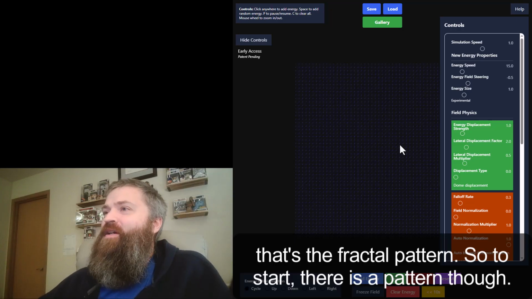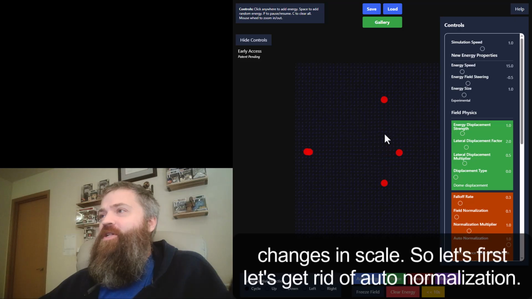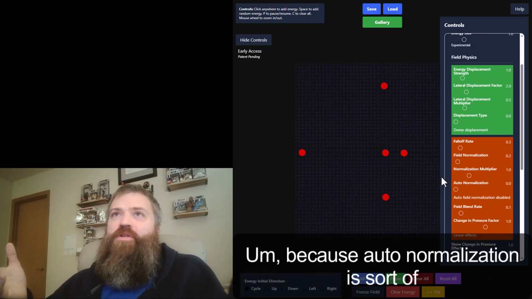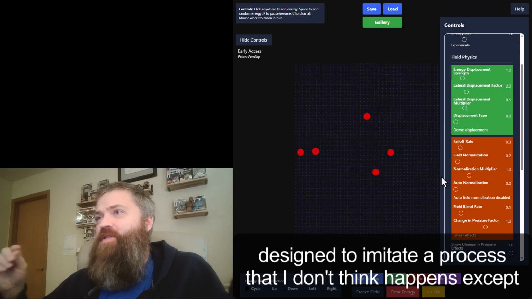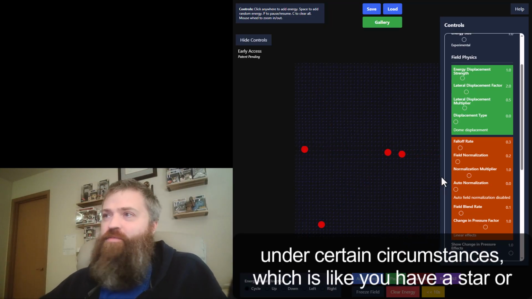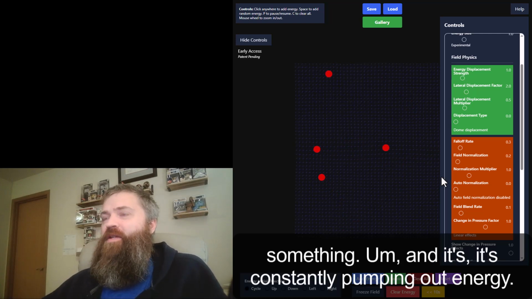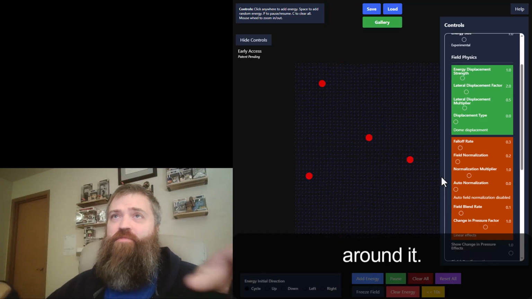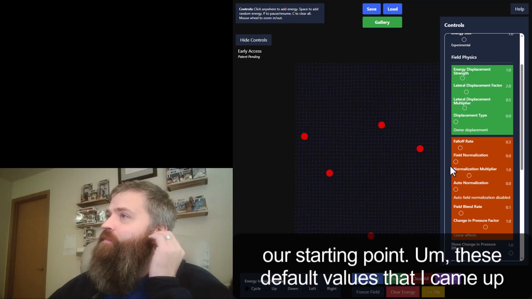So to start, there is a pattern though. There's definitely a thing that changes in scale. So let's get rid of auto normalization, because auto normalization is sort of designed to imitate a process that I don't think happens except under certain circumstances, like a star constantly pumping out energy, which I think causes the normalization rate to change around it. Let me see here. So we want to set the field normalization to 0. So this is our starting point.